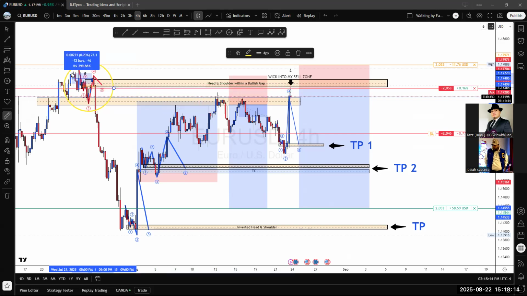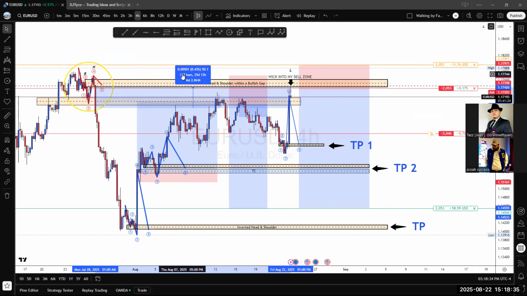Okay, so you see I'm using the measuring tool. From the head, well, from this candle, because this candle is what broke the thing that made it valid, from there to here, it took 25 days and 12 hours. You see it right here in the blue box? It's 117 bars from here to here across. It took 25 days and 12 hours for the left shoulder to activate.